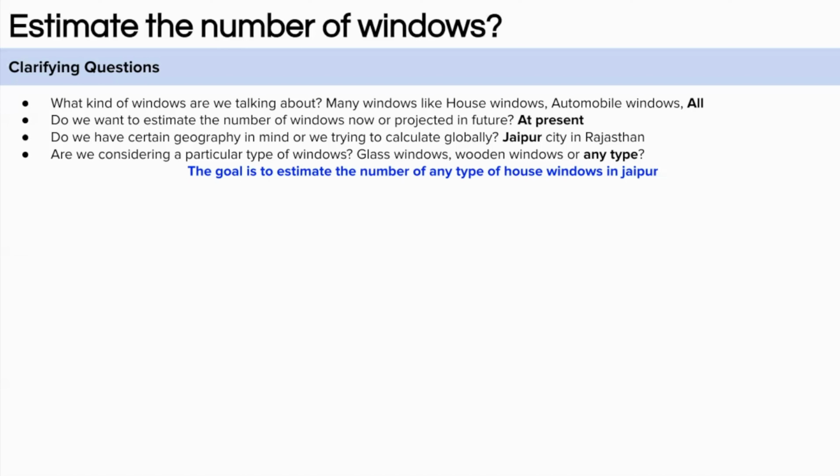The final question which we can ask is about the type of windows. Do we want to calculate any specific type of windows, maybe a wooden window or glass window? Let's assume that we are not bounded by any such constraint, so we have to calculate everything. So we have clarified a lot of questions and got a gist of what is being asked. So let's form a goal of the problem. The goal of the problem is to estimate the total number of windows in Jaipur at present.